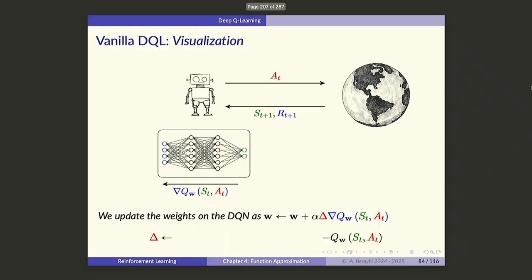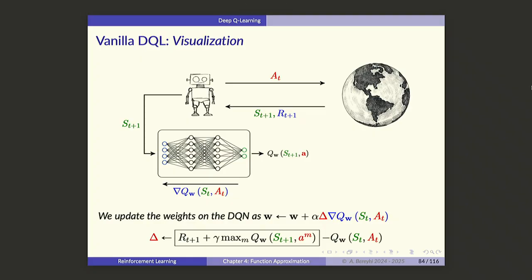Again, once you play AT, you get ST plus 1, RT plus 1. You would say that the next state is this particular state. Now, what is the optimal value for this state? Well, I give it into my Q network, and that is going to give me the values. I know it's not yet trained, but I assume this is the target, that this is giving me the optimal values.